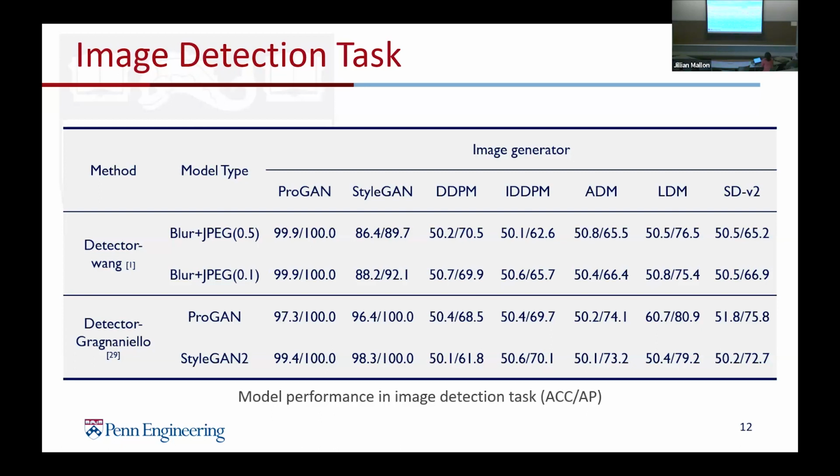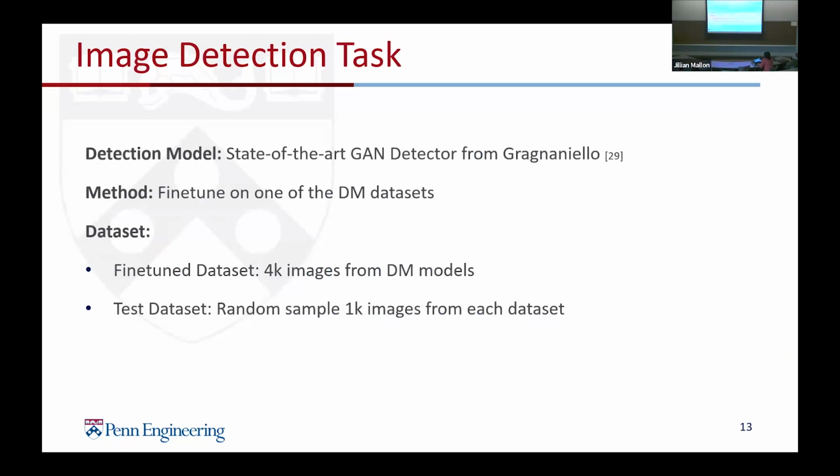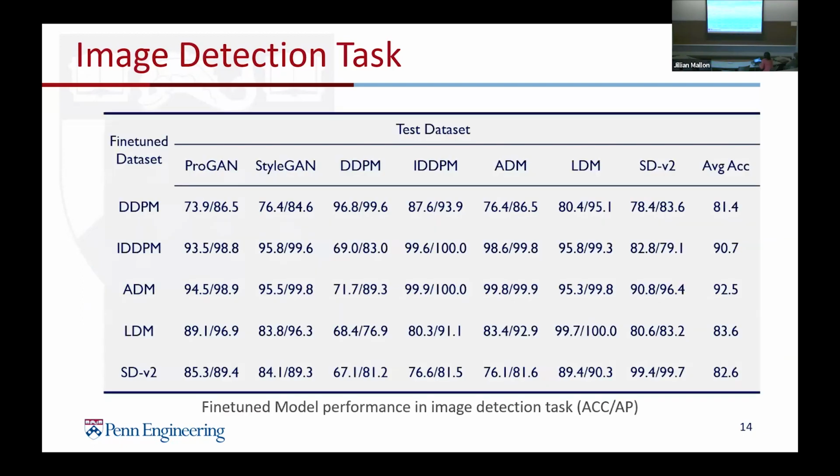So that motivates us to further fine-tune the model and try to use the diffusion models as guidance to make the pre-trained detector also capable of detecting diffusion model images. With that in mind, we have selected the SOTA detector from Gragnaniello due to its superior performance on GAN-generated images. And to do that, we just randomly sample 4,000 images across all the diffusion models and use the remaining 1,000 images for tests. And here is another table to summarize the fine-tuned model performance.